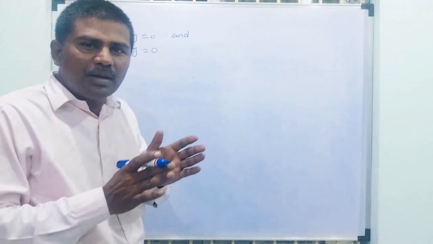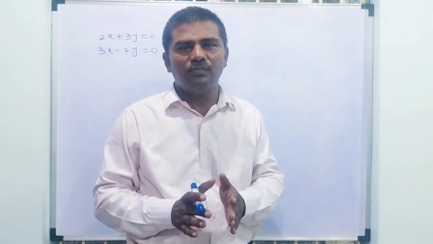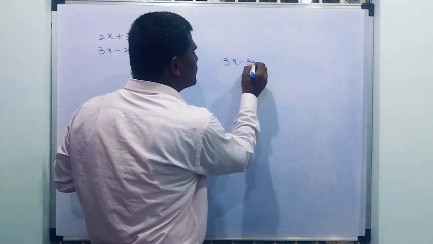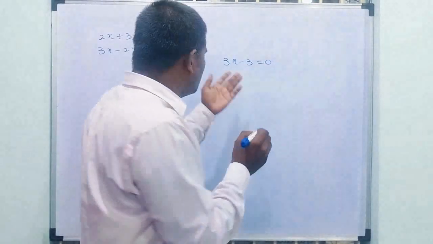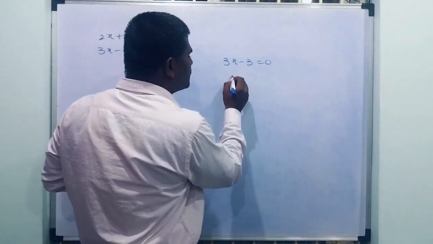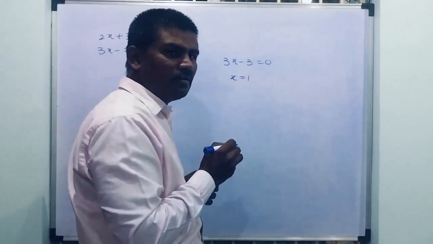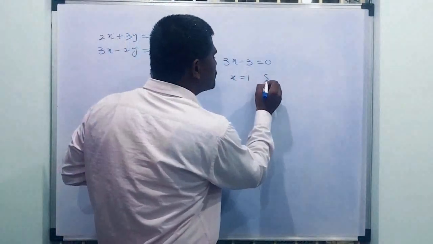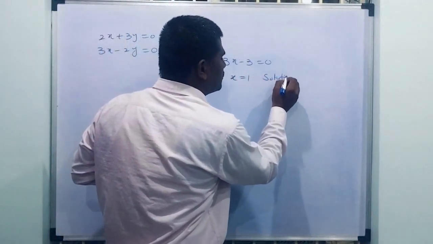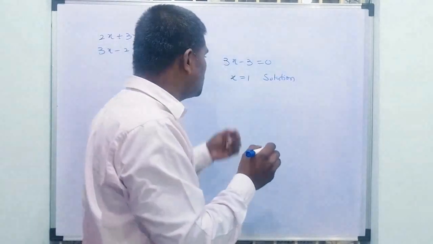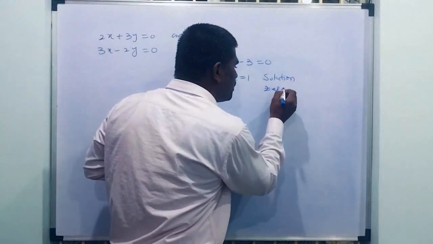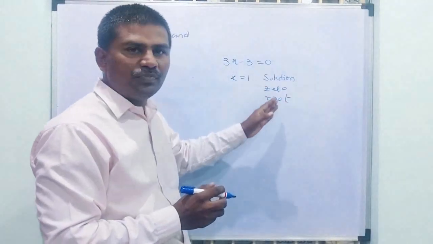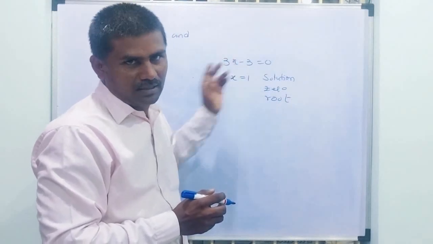Now, first of all, let me give you a linear equation. Suppose I am considering 3x minus 3 is equal to 0. From this, it is easy to understand that if you put x is equal to 1, then 3 into 1 minus 3 is equal to 0. So this is called a solution of the equation, or zero of the equation, or root of the equation. These three names are the same for the solution of the equation.